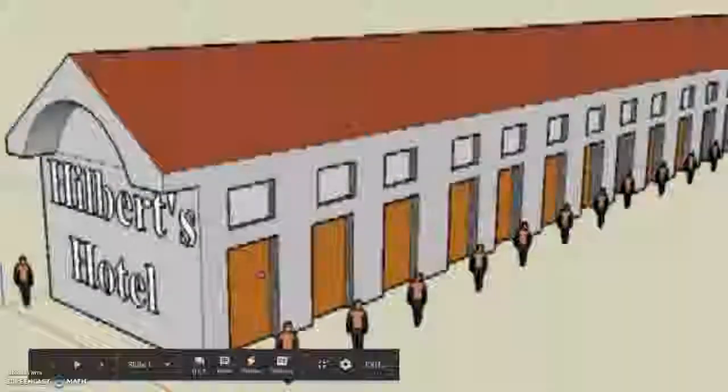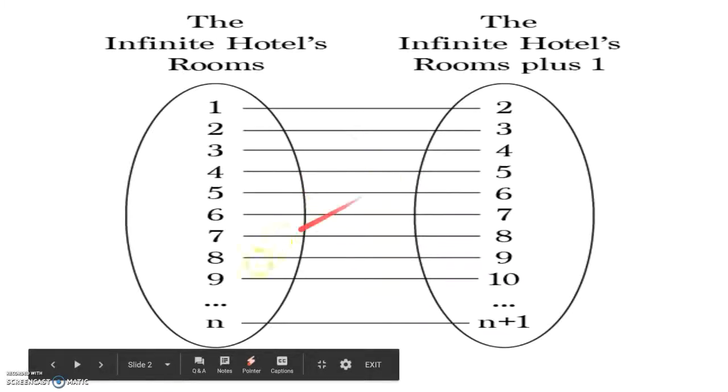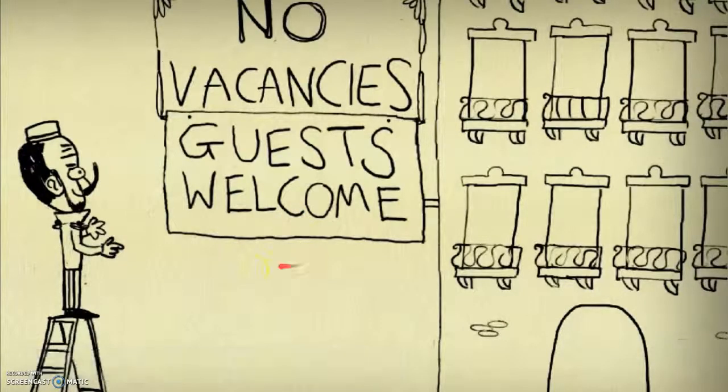And we can continue with this process because for any room that someone is in, they can just jump to the next room, and there's always a next room because we have infinitely many rooms. So it's a really interesting idea.